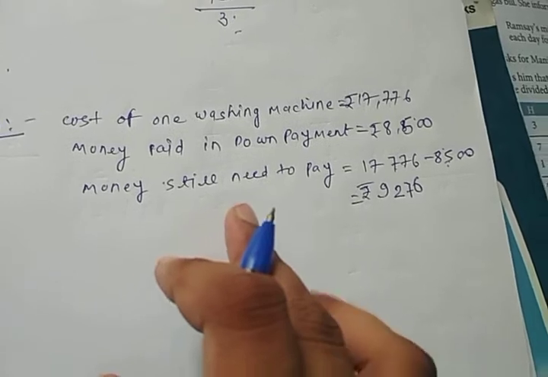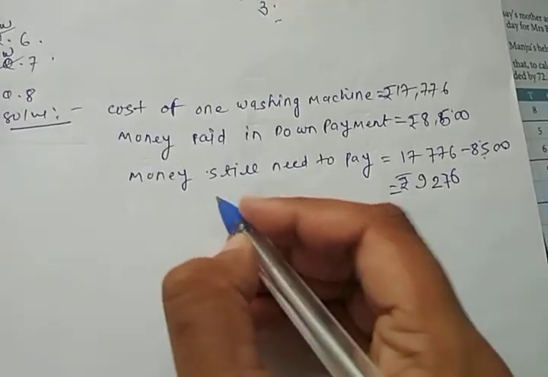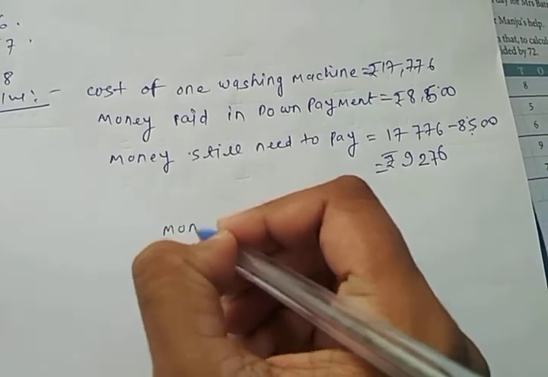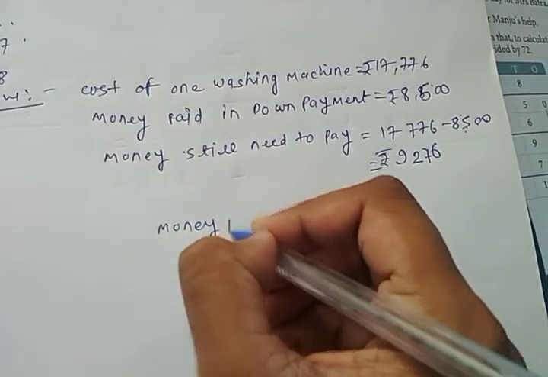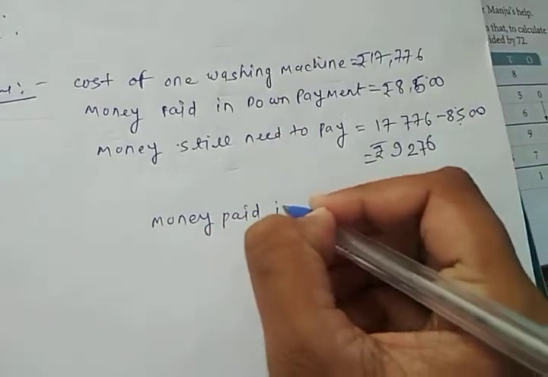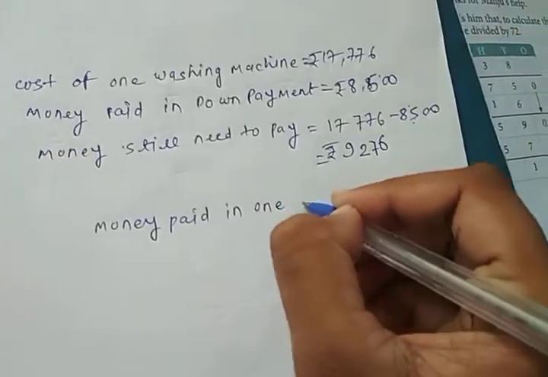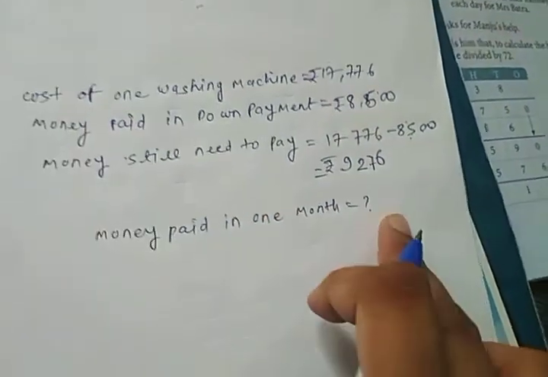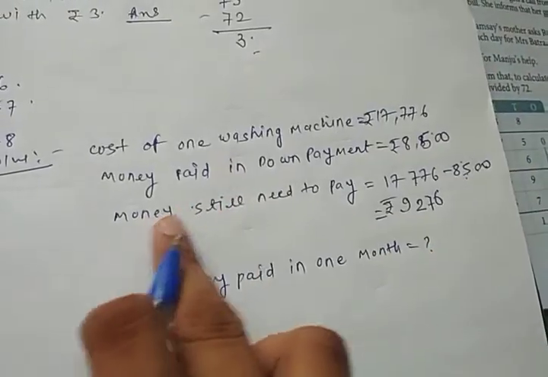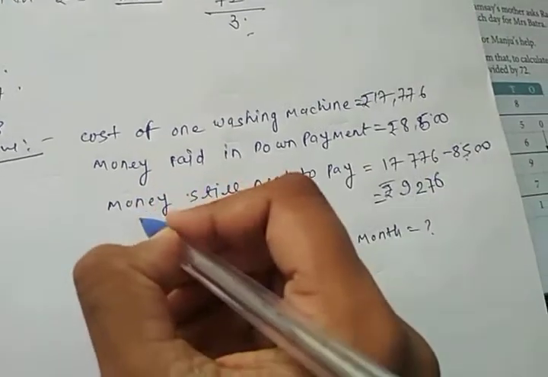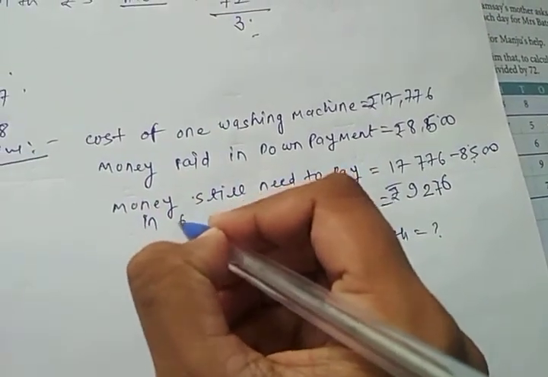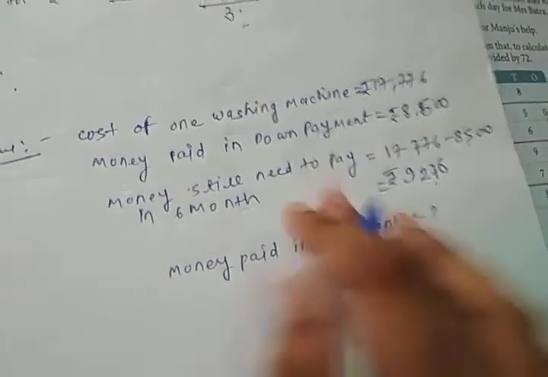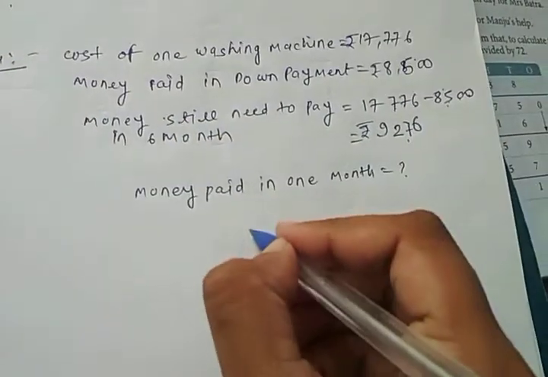Then now we'll find the money paid in 1 month. To find 1 month, what will we do? The money still needed to pay, she'll pay in 6 months. So for 1 month we will divide.